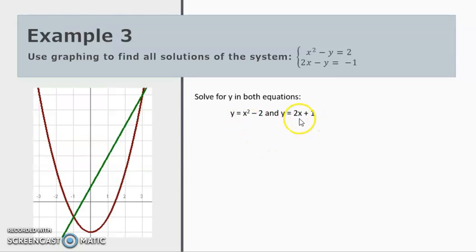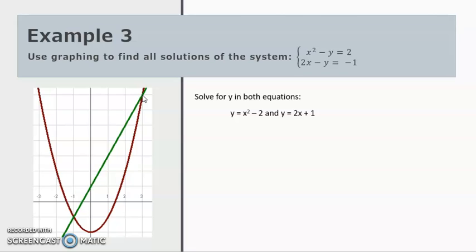Okay, so these were the equations that I put in to y1 and y2. And then my graphing calculator showed me this. I see that it looks like they cross at -1, -1. And at 3, I think that's 7. 1, 2, 3, 4, 5, 6, 7. So 3, 7.